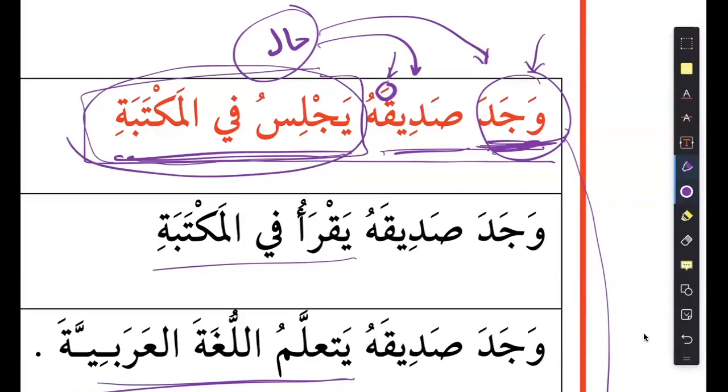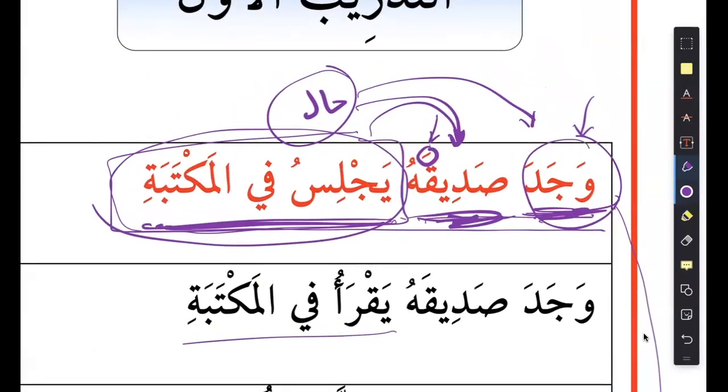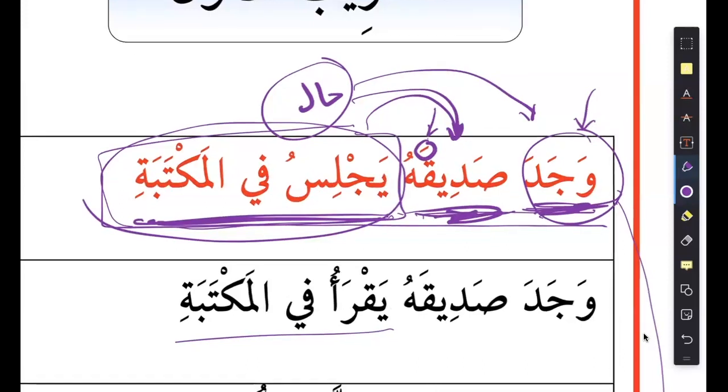Object, excellent. So here it is describing he found his friend in this state. His friend was in the state of sitting in the library. Usually the default of the hal would be a noun in the mansub state. This whole thing we can say in a different way.